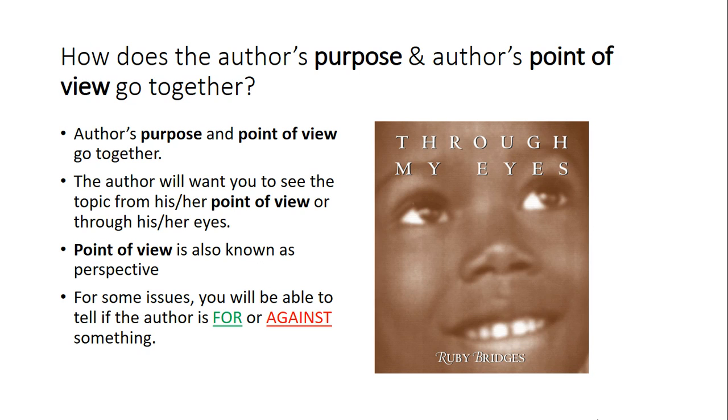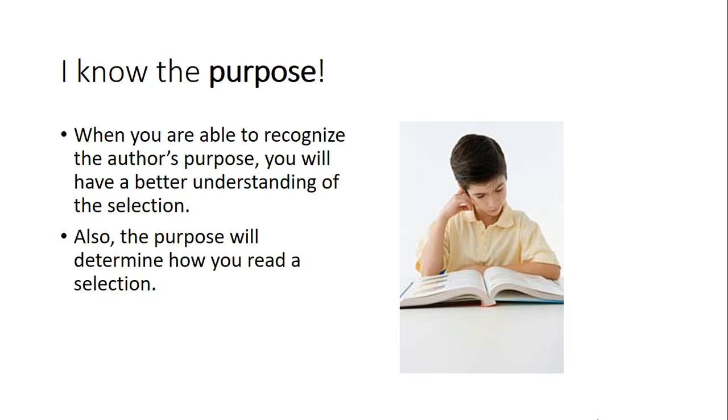So you know the purpose. Once you know the purpose, you're going to be able to better understand the selection. Understanding the purpose also helps us know how to read a selection. So if you'll go back to different types of text structures, those are going to come into play when we look at what these different purposes are, because certain text structures are used within certain author's purposes. So if you identify a text structure, that will help point you in the correct direction of what the author's purpose is.